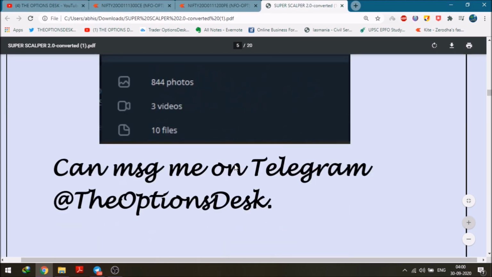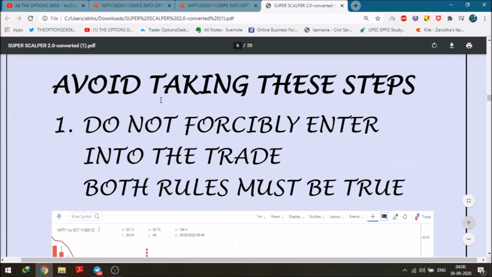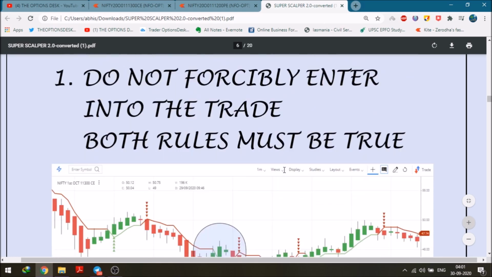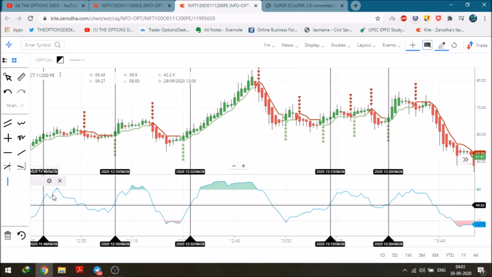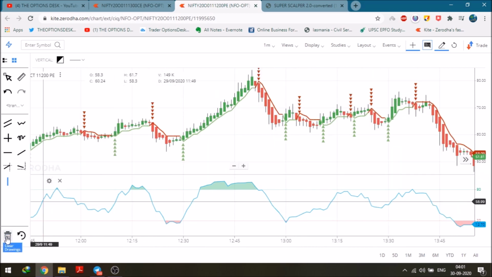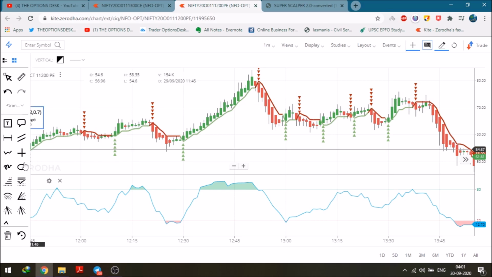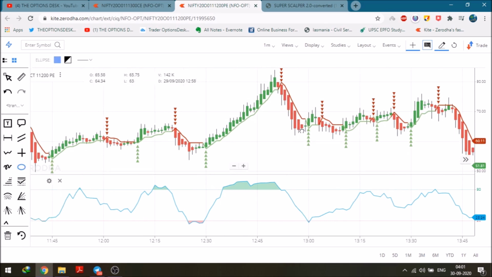Now let's go ahead. Avoid taking these steps. Do not enter forcibly into the trade. Both the rules must be true. Okay. Do not enter forcibly into the trade. The super trend came into buy here. So let me delete. I have already marked everything, so I am deleting it again. All. So super trend has come into buy here.